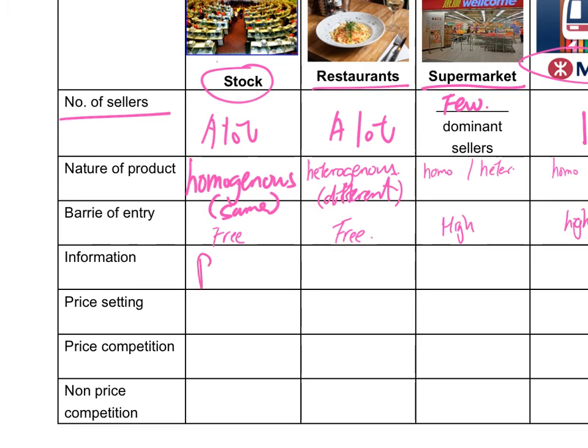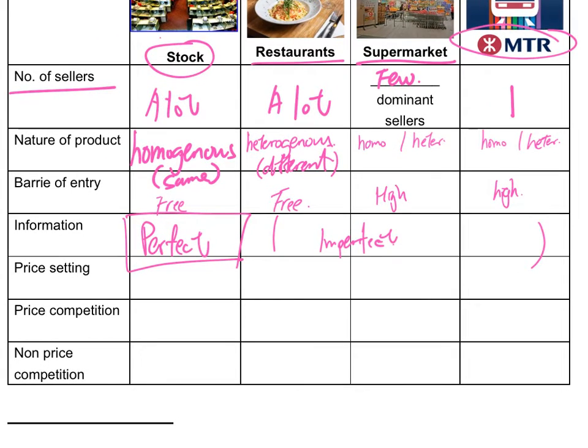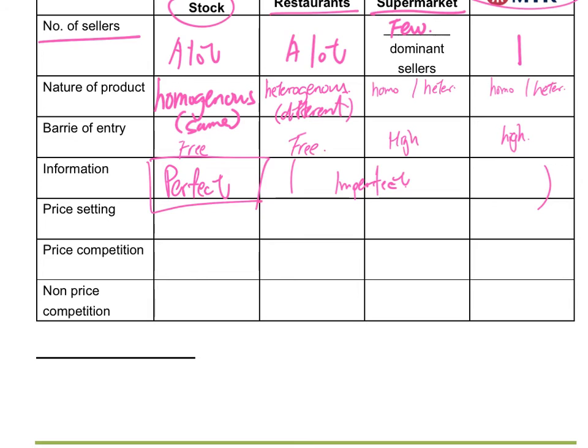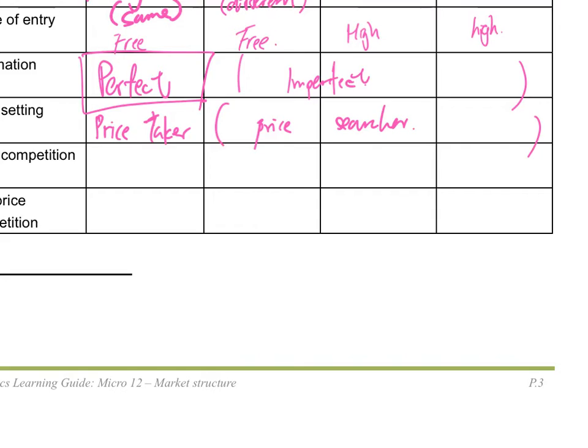The previous video also said that only perfect competition has perfect information, but the other three have only imperfect information. The buyers and sellers do not know everything. For price setting, only perfect competition is a price taker. But the rest are price searchers. They can set their own price because their products are heterogeneous.